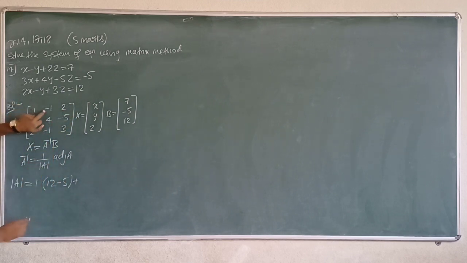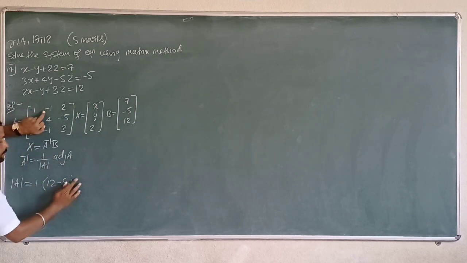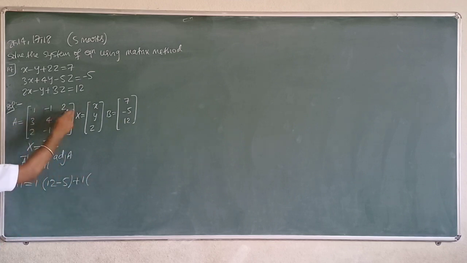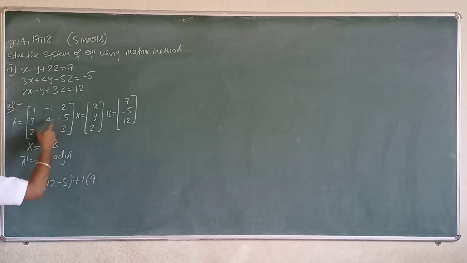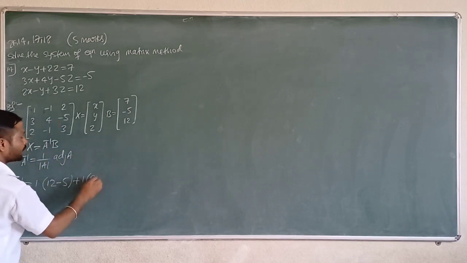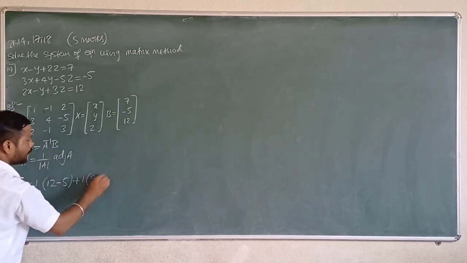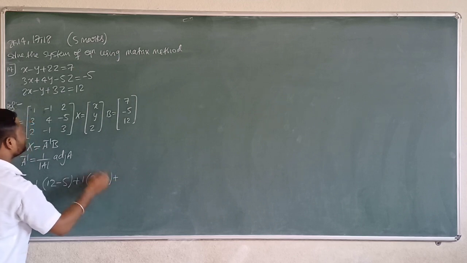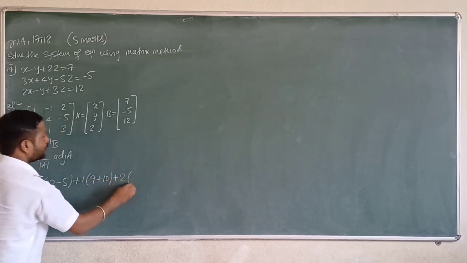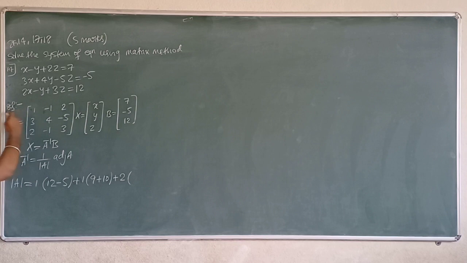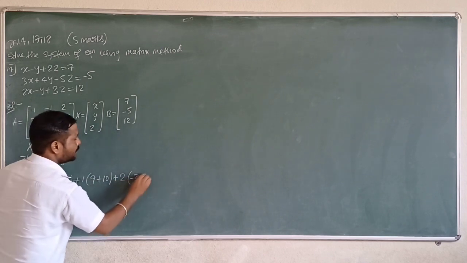Plus. The A12 element is negative. That negative one, this one negative, minus into minus, plus now. Plus 1 into delta, first row, second column: 3 3s are 9, plus into minus minus, minus into minus plus, 2 5s are 10. Plus A13 element is 2. The 1 3 element: delete first row, third column. 3 into minus 1 is minus 3, minus 2 4s are 8.